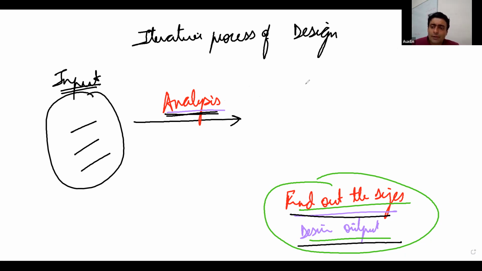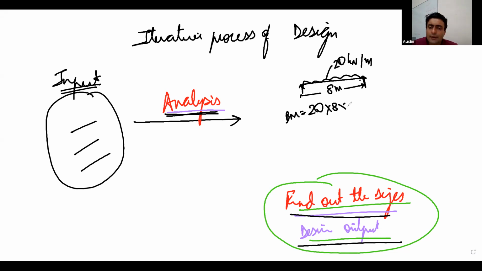For example, if this is a simply supported beam, and I apply some load on it, let us say a 20 kilonewton per meter UDL, and this beam is 8 meter long, pin supported on both sides, pin and roller. So what will be the bending moment at center? Simply supported beam, UDL case. The bending moment at center is WL square by 8. So what is the bending moment? 160 kilonewton meter. Yes or no?